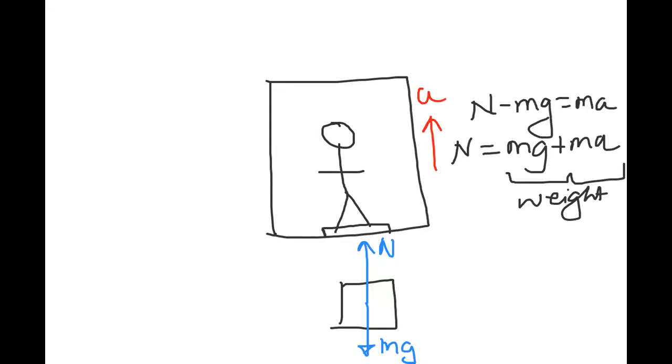But this increase of weight is only up till the point that the lift is accelerating. The moment the lift goes into constant velocity, the value of normal reaction will again become equal to mg, and we will say that you have regained your normal weight. Okay, whenever I say normal weight or actual weight, I mean mg.